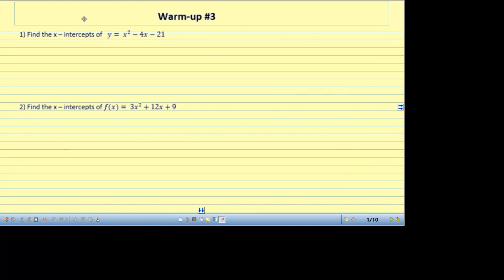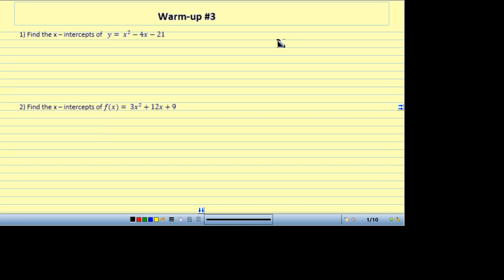What I got for you today, pre-calculus, is warm-up number 3. Find the x-intercepts of y equals x squared minus 4x minus 21. So what you're going to do, and here is a hint, you are going to factor. Yes, it's the dreadful F word, factoring.